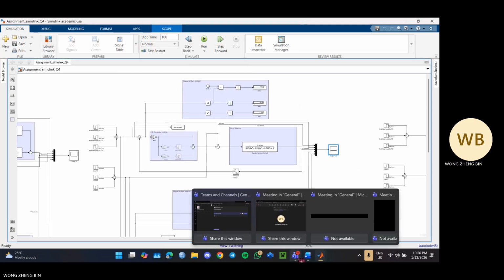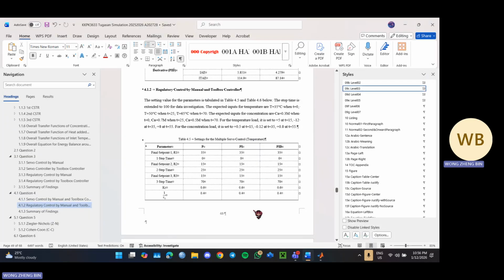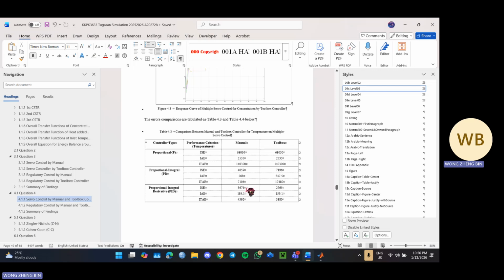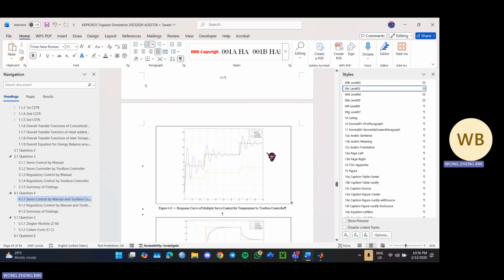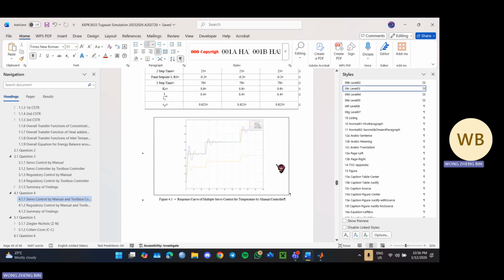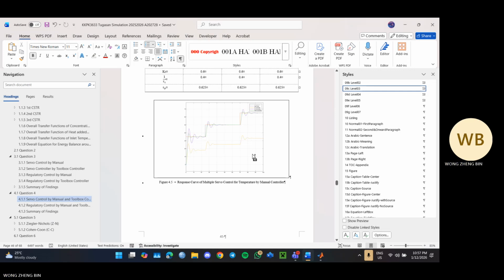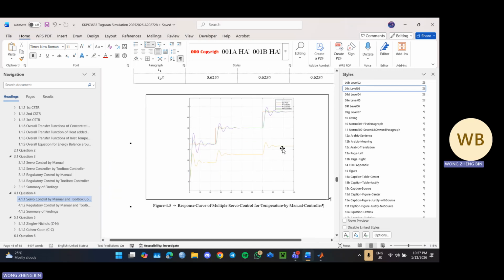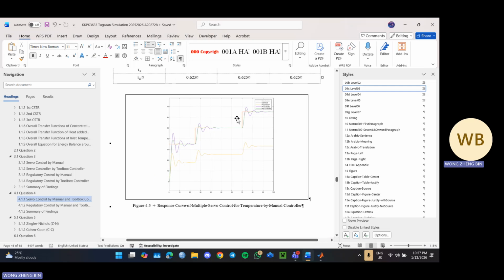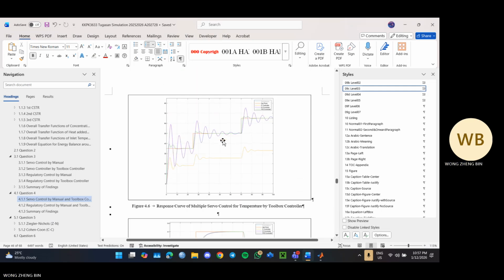Okay. So for the servo part, because I need to put it back to 0, it's a bit tricky. So I just show the screenshot of my report. This is the response curve of multiple servo control temperature. This is the manual part. You can see every jump it managed to settle back to the steady state for PI and PID, but P has an offset.